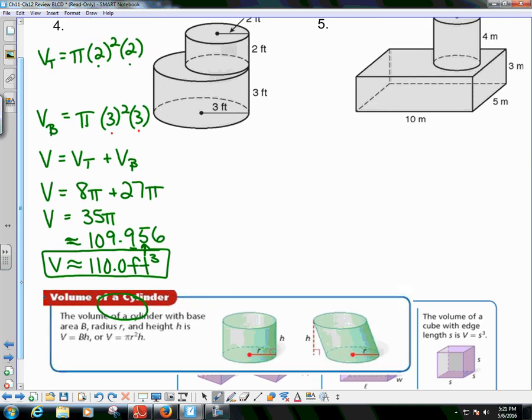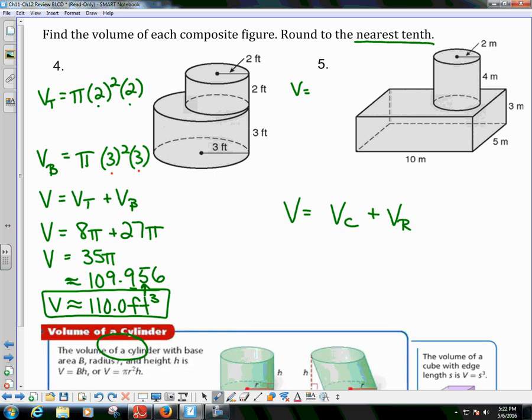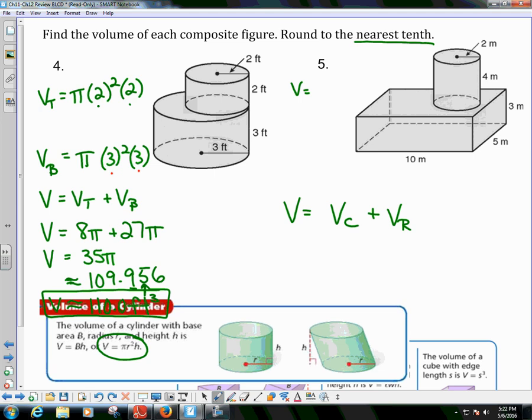All right. Now, for this one, I have composite figures of a cylinder. So I'm going to find the, let's see, the volume of the entire thing is going to be the volume of the cylinder plus the volume of the rectangular prism. So the volume of the cylinder is, well, we've got the formula down here, and so I'm going to say pi r squared h. So pi r squared, 2 squared, times h is 4. So my volume is 2 squared is 4, 4 times 4 is 16. So the volume of the cylinder is 16 pi.